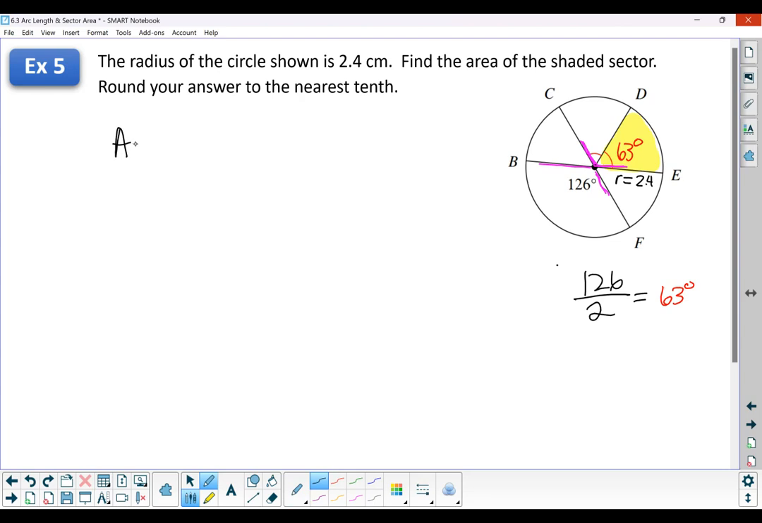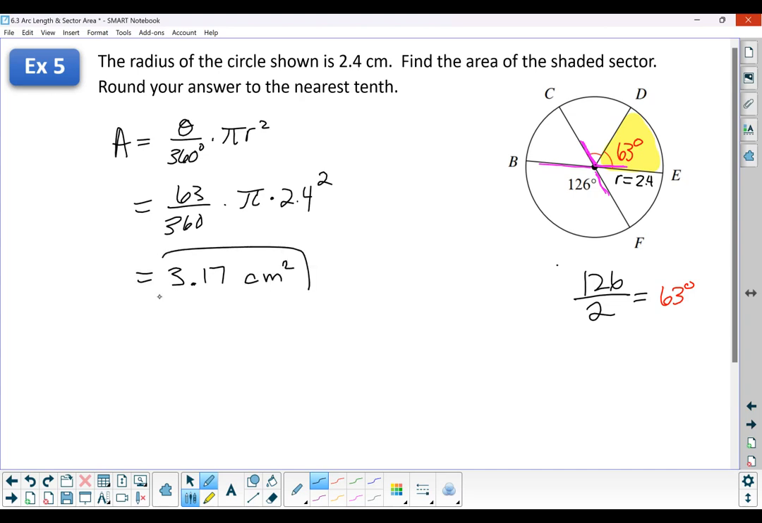So remember, our area of a sector formula is angle over 360 times pi r squared. So for this circle, that's going to be 63 over 360 multiplied by pi multiplied by 2.4 squared. Let's go into a decimal here. So that gives us 3.17. So that's the area. That would be centimeters squared. It's the area of that yellow sector.